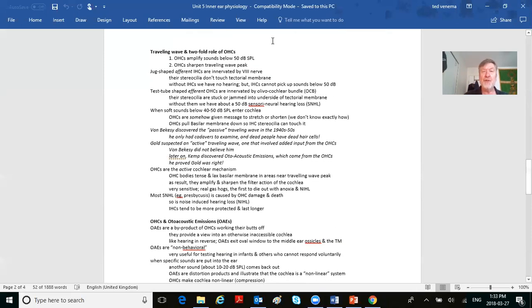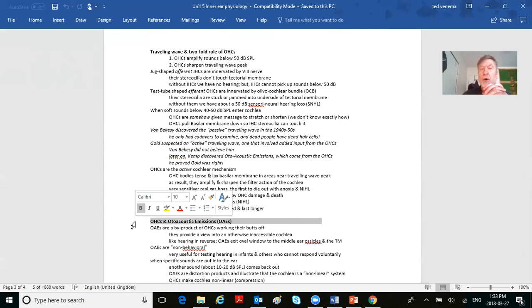Traveling wave and the twofold role of outer hair cells, okay, right here. They amplify sounds below 50 dB and they sharpen the traveling wave. So I should say they amplify the traveling wave for sounds that activate the cochlea. And they amplify that especially for soft sounds. They sharpen the wave. And then as a result, they create otoacoustic emissions.